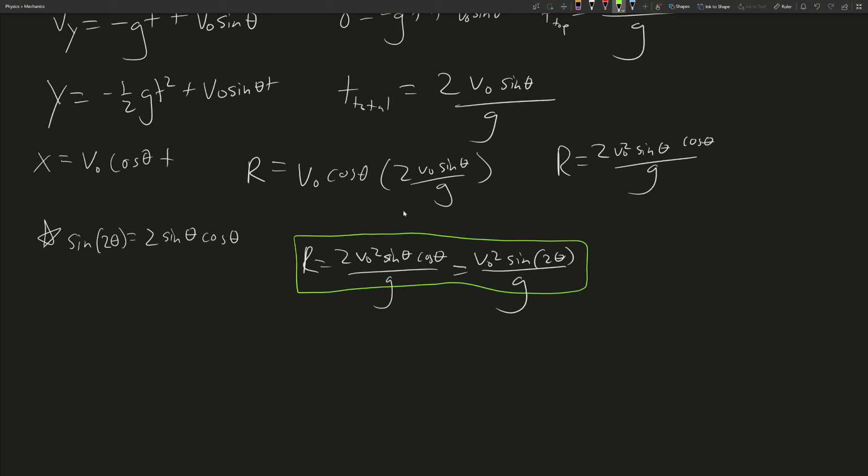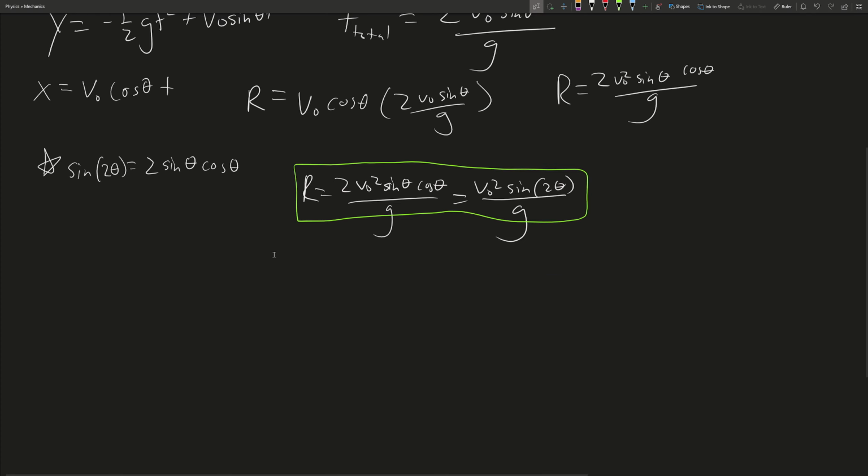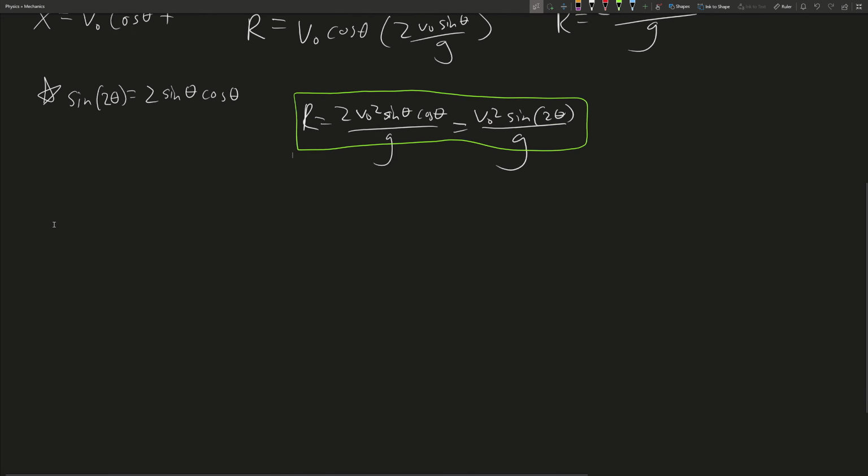For example, 35 degrees is 10 off of 45 degrees, and 55 degrees is also 10 degrees off of 45 degrees. Now, even though they're 10 degrees off in different directions, 35 degrees and 55 degrees will have the same range as long as the initial velocity is the same. And this is due to the graph of sine 2 theta, or sine theta cosine theta, being symmetric about 45 degrees.